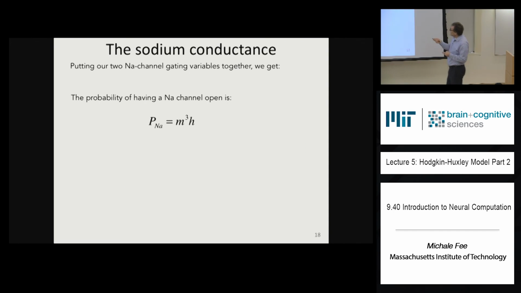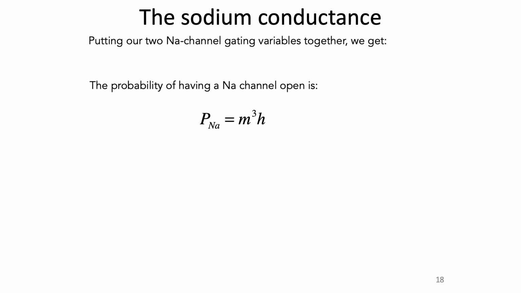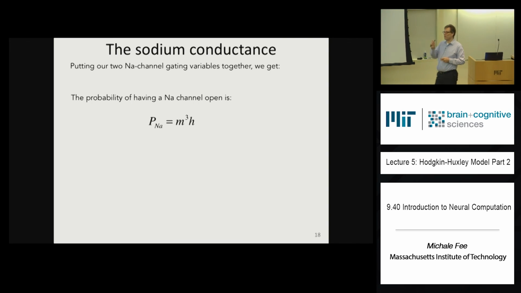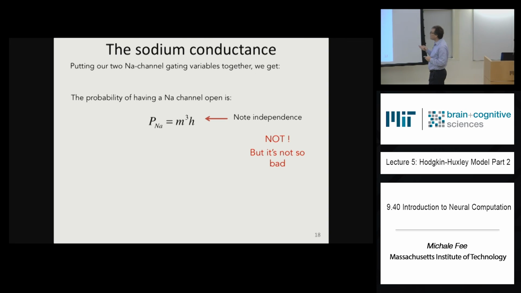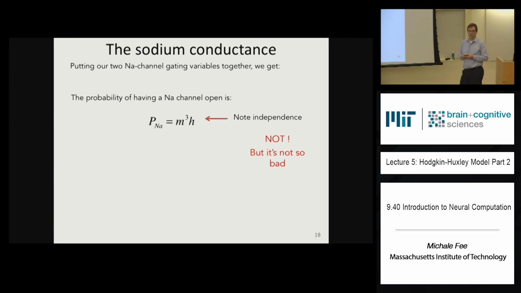Our probability of the sodium channel being open is m cubed h. I just want to mention that this m cubed h assumes one thing about the gating variable and the inactivation variable, the mechanism for activation and the mechanism for inactivation. It assumes what about them? They're independent. And it turns out that that's not quite true. It's one of the very few things that Hodgkin-Huxley didn't get spot on. So it's not exactly independent, but it's really not bad either. It's still a pretty good model.